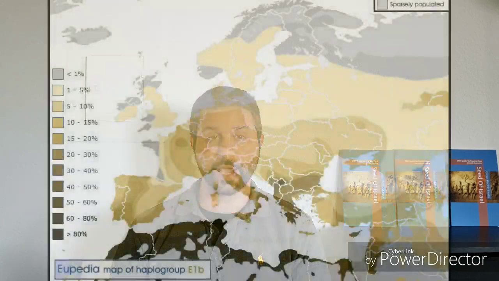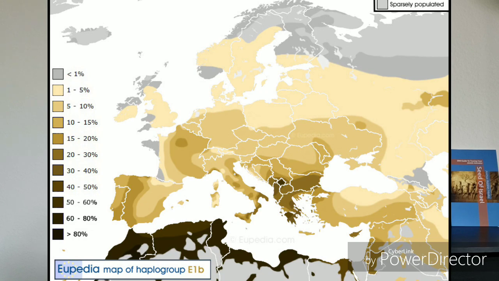And so the website Upedia states that outside Europe, E1b1b is found at high frequencies in Morocco at over 80%, Somalia 80%, Ethiopia 40% to 80%, Tunisia 70%, Algeria 60%, Egypt 40%, Jordan 25%, Palestine 20%, and Lebanon 17.5%.